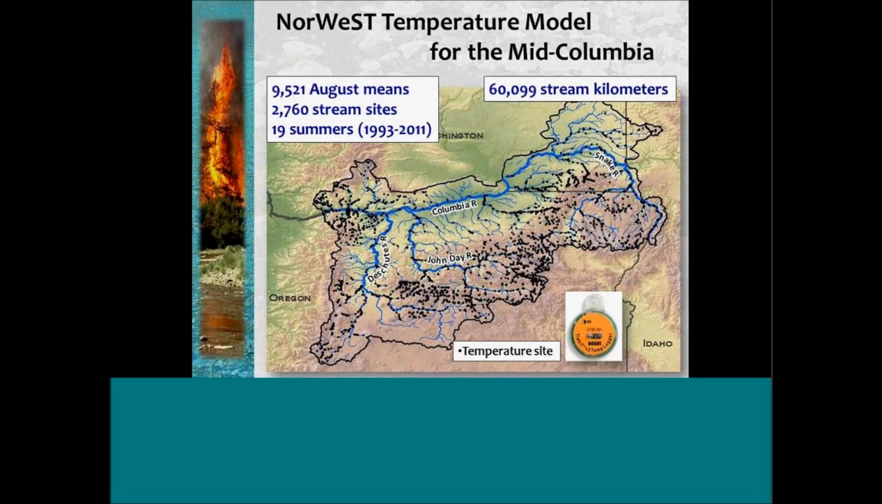In this particular landscape then, there were more than 9,000 summers of monitoring effort, almost 3,000 unique stream sites where people had collected at least one summer of data, and 19 or so summers during which people had collected data and that we pulled in data for fitting this particular model.